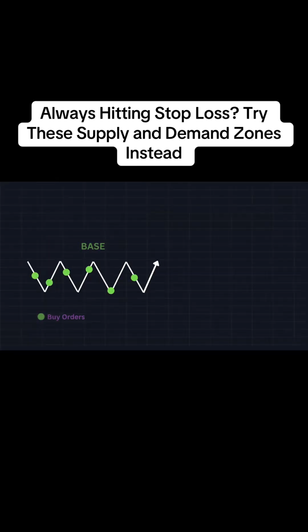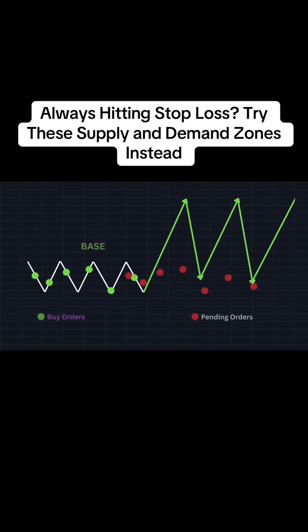That base becomes important. It's not just a random pause. It's a zone where big traders placed many buy orders, but not all of those orders got filled. So when price returns to this area later, those leftover buy orders are still sitting there, ready to push the price back up. Later, if price drops into that zone again, those hidden orders often get triggered and price shoots up with strength. That's what we call a high probability demand zone.